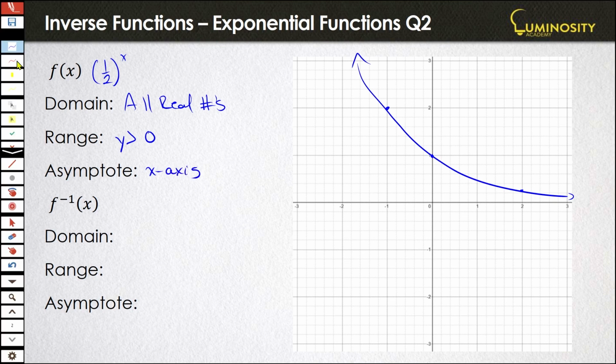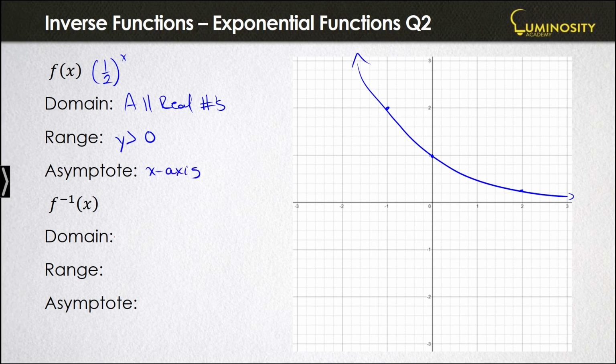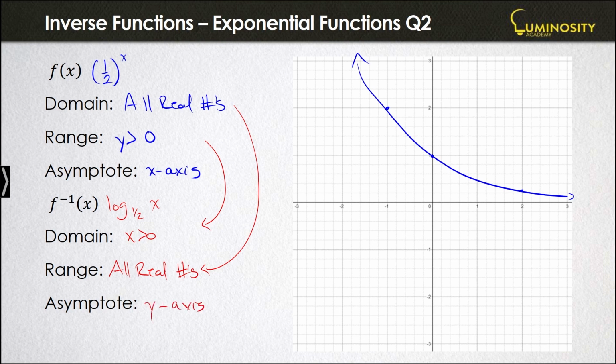So now all of this information is going to help us graph our inverse function, which was log base 1/2 of x. So we know that the domain and the range switch. So the range of y is greater than 0 becomes our domain of x is greater than 0. And our domain of all real numbers becomes our range of all real numbers. And then our asymptote is also going to switch. So here we'd have it as the y-axis.